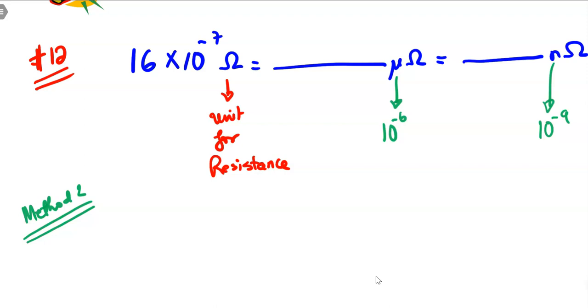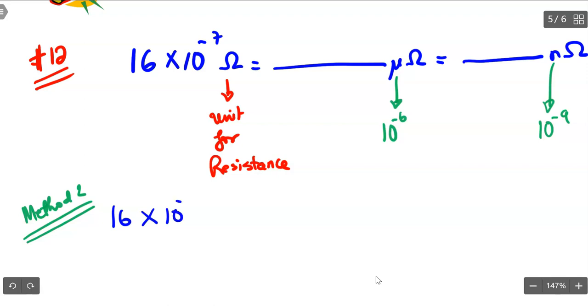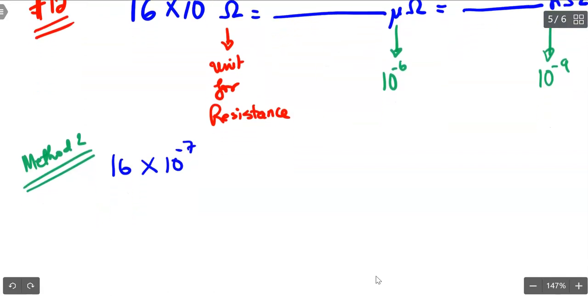Now I am going to rewrite this number as 16 times 10 to the negative 7. First of all, you need 10 to the negative 6, so you write 10 to the negative 6, and then here's your 16. In this space, you need to multiply by 10 to the something, so that something added to this will give you negative 7. You need to get back to your original power of 10.